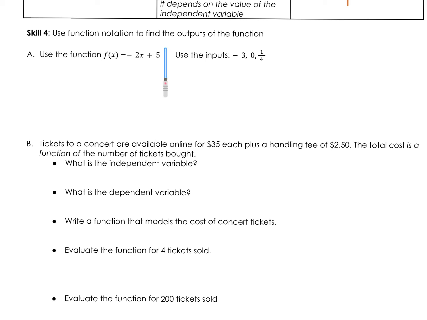Basically, it's calling this function, giving it a name of f, and it's saying for every x, whatever you put in here, like let's say I replace the x with a -3. So it would look like this.